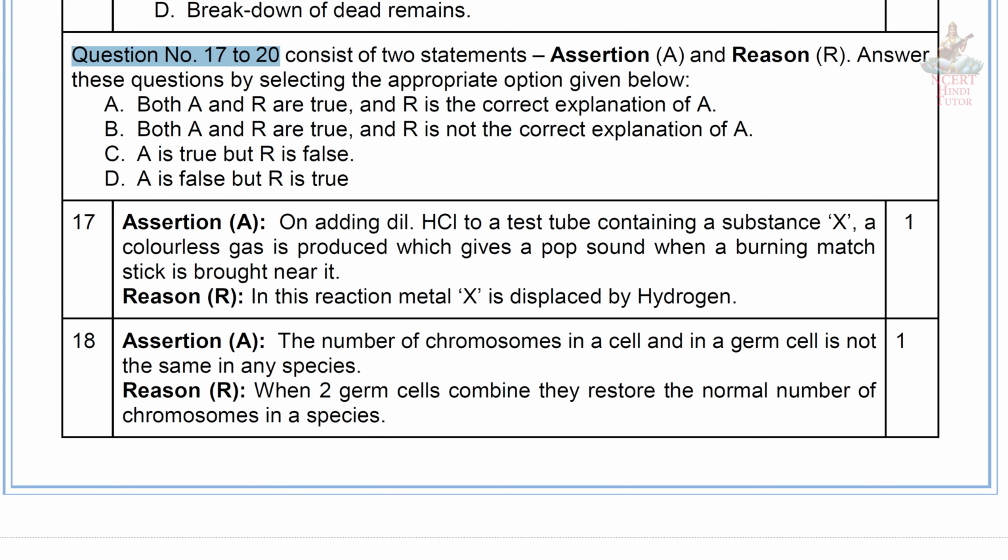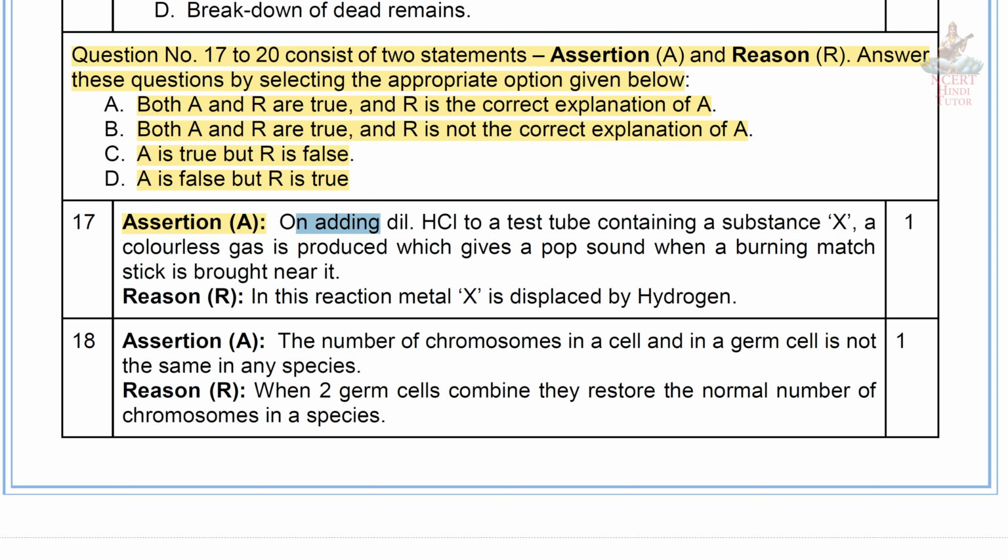Questions 17 to 20 consist of two statements, assertion A and reason R. Answer these questions by selecting the appropriate option given below. A. Both A and R are true and R is the correct explanation of A. B. Both A and R are true and R is not the correct explanation of A. C. A is true but R is false. D. A is false but R is true. Question 17.